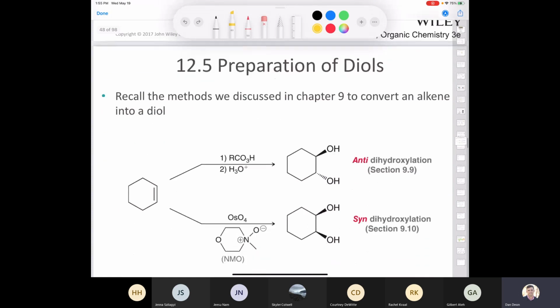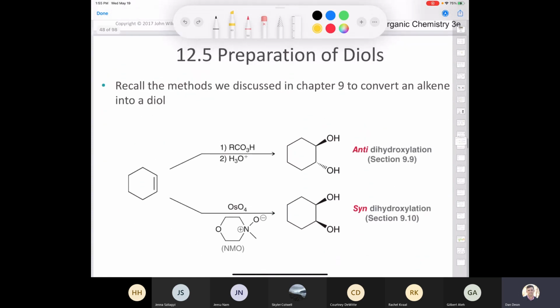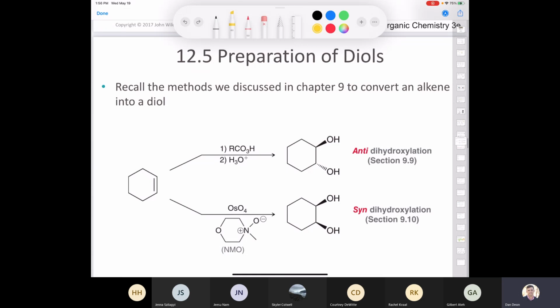Let's do a little review. If you're overwhelmed with new reactions, let's get into some oldies here. We looked at a bunch of different ways to make diols when we did the chapter on alkenes. We said, okay, if you take an alkene, this is just cyclohexene, and if you treat it with MCPBA or a peroxy acid followed by aqueous acid, what do you make? You make a trans diol, which proceeds through anti-dihydroxylation. If you treat it with osmium tetroxide and N-methylmorpholine N-oxide, that's NMO, you probably haven't seen that structure since Organic 1. You do it as syn-dihydroxylation.